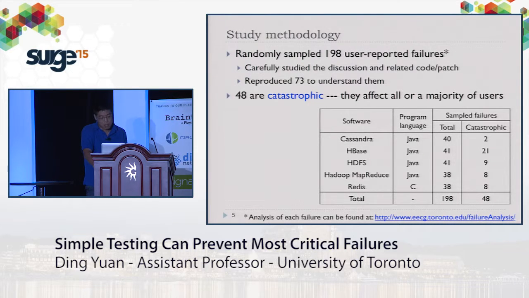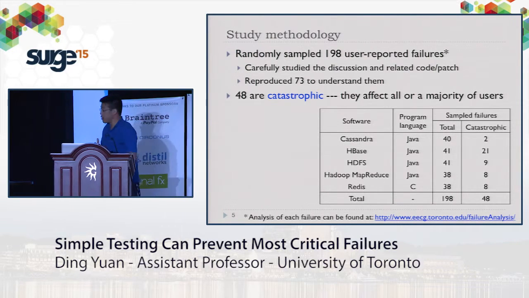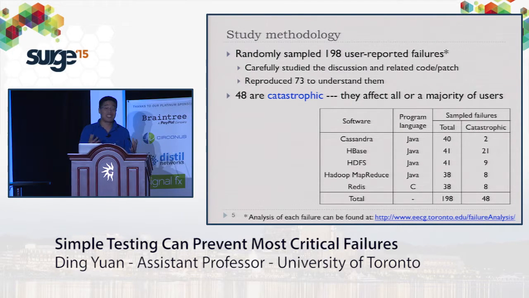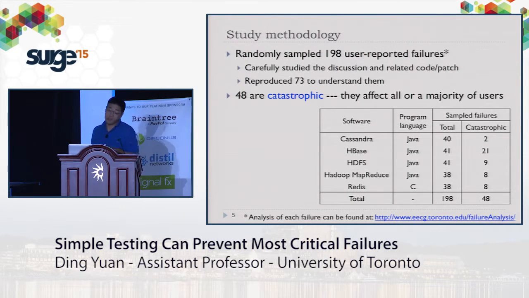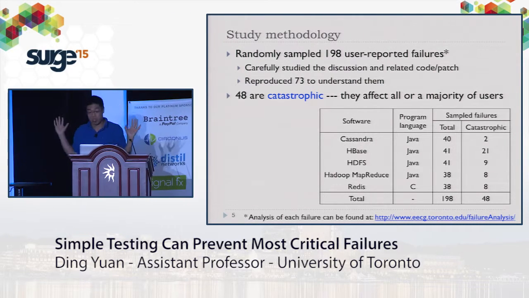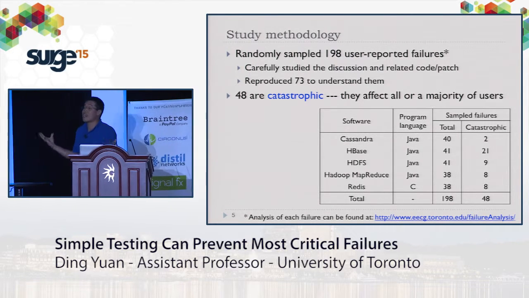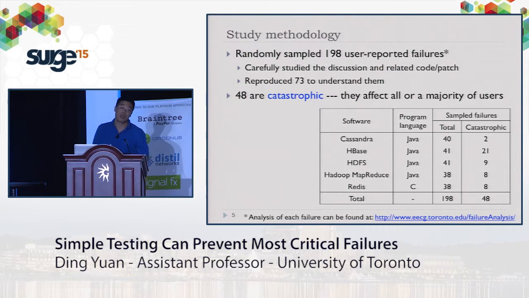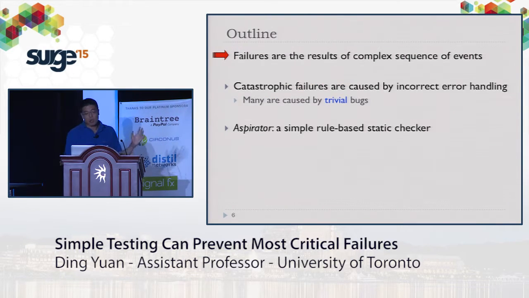Okay. But not every failure has the same criticality. So among these 198 failures, 48 of them are catastrophic. By that, we mean that these failures will affect all or a majority of the users. So for example, if a failure takes down one node, it's not catastrophic. Or if one user cannot access their data, it's not catastrophic. We only consider a failure to be catastrophic if all the nodes are down or all the users cannot access their data. And we studied this set of failures specifically because they are the ones that cause people to lose their job. Right.